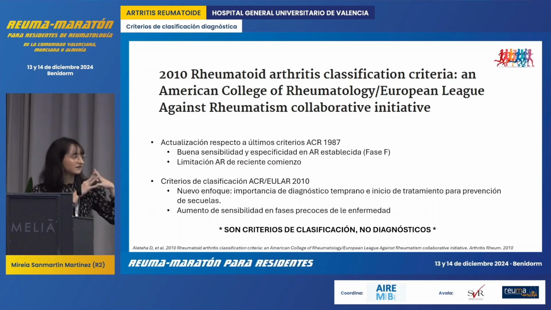And it's important to highlight that these are classification criteria, not diagnostic ones, which is something that was already mentioned several times yesterday. And what does this mean? Because these are criteria designed to standardize the clinical characteristics of our patients when they are being enrolled and included in clinical trials. Nevertheless, we can rely on them when establishing a diagnosis, but ultimately, the diagnosis and diagnostic decision will always be clinical and made by the rheumatology specialist.